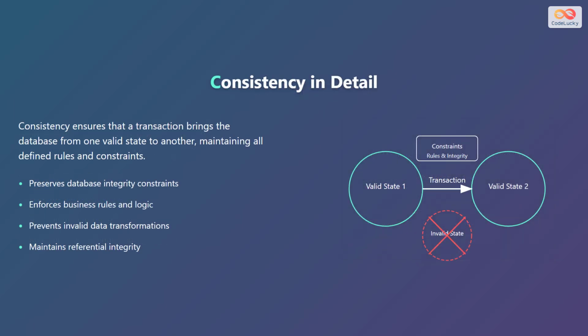Consistency ensures that a transaction brings the database from one valid state to another, maintaining all defined rules and constraints. It preserves database integrity constraints, enforces business rules and logic, prevents invalid data transformations, and maintains referential integrity. Think of it as ensuring that the database follows all the rules before and after the transaction. A transaction moves the database from one valid state to another valid state. This ensures that there are no intermediate invalid states.